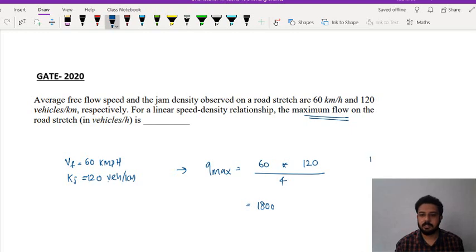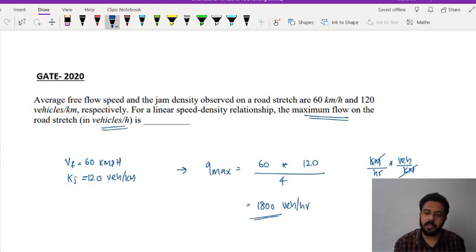1800. See, 60 is kilometers per hour, 120 is vehicles per kilometer, kilometer cancels, vehicles per hour. So in which unit are they asking? They are asking in vehicles per hour, so 1800 is going to be your answer.